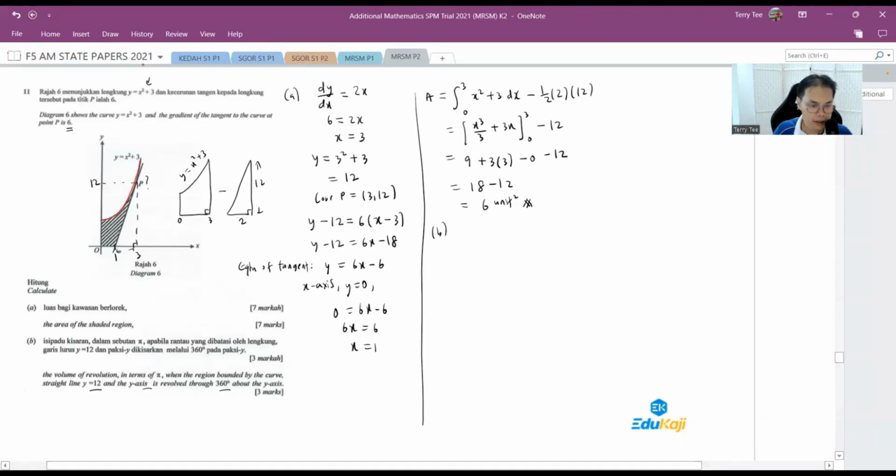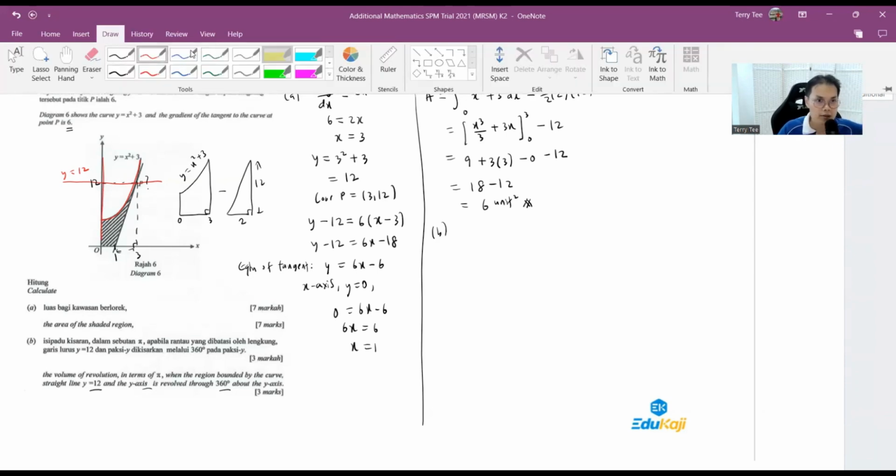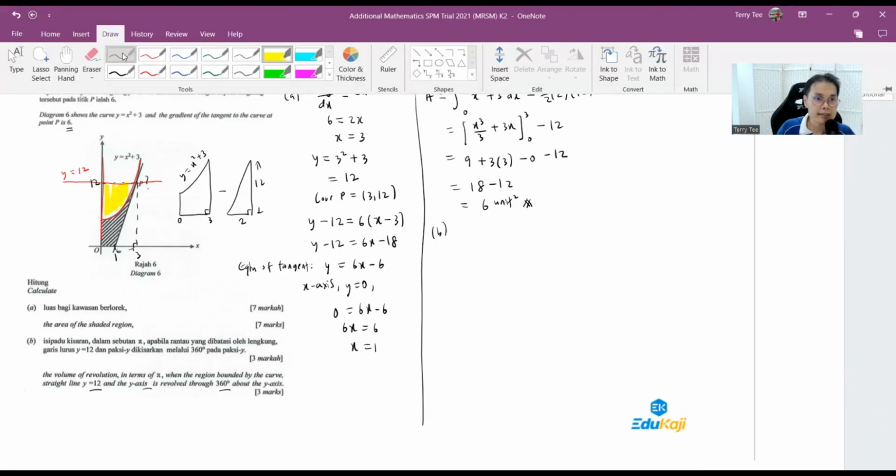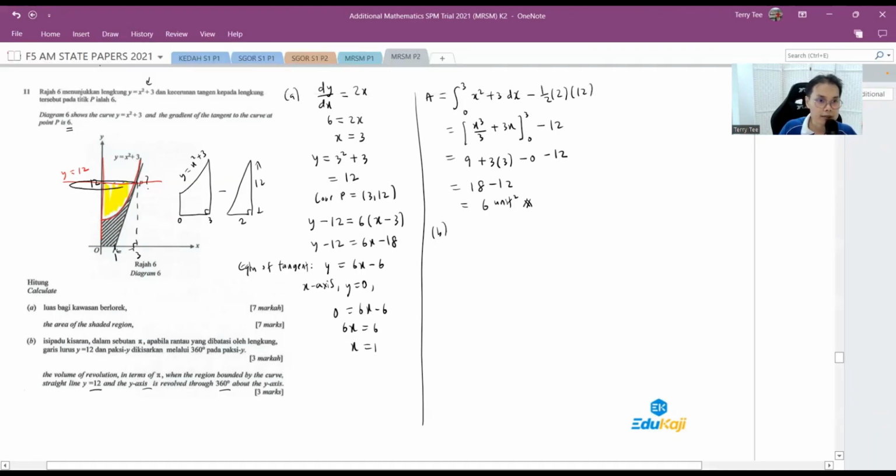Okay, this is the curve, the line y equals 12. This is line y equals 12. It's a horizontal line. Yeah, sorry, my line not very straight. Y equals 12. Okay, and then also I need to have one more, y-axis. So your region is actually this, and I'm going to rotate 360 degrees about the y-axis. So it looks something like that.